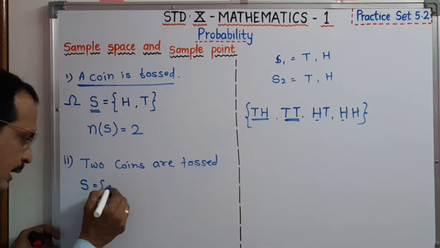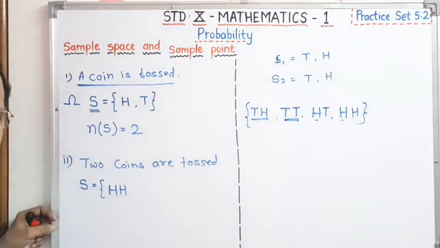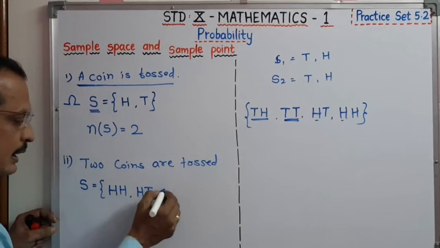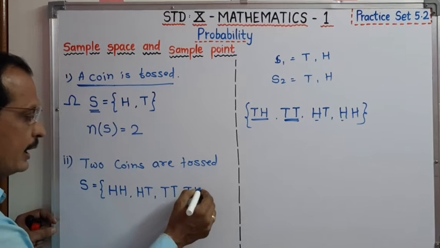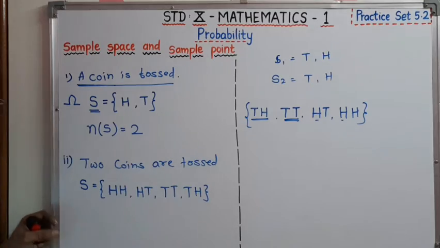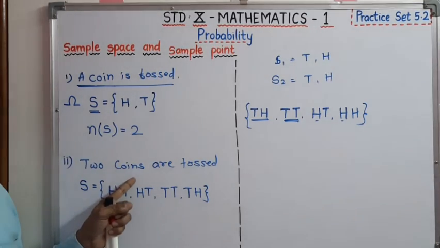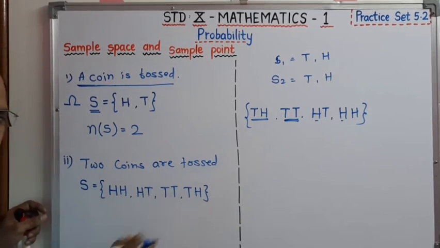We can write HH, that is, on both coins there will be a head. Then H and T will be there. Then T and T will be there, and T and H will be there. These are the sample space for two coins. Got it? We can write in any sequence.